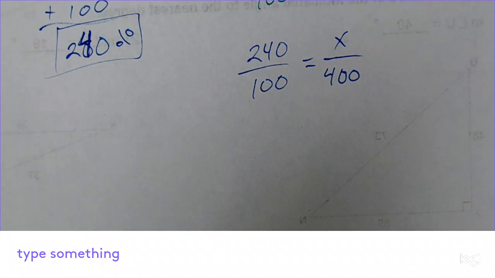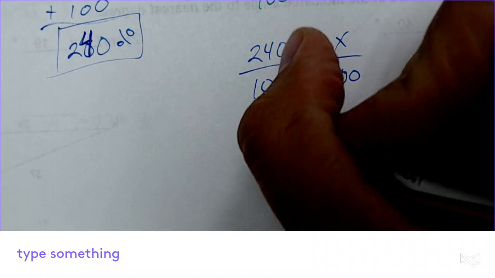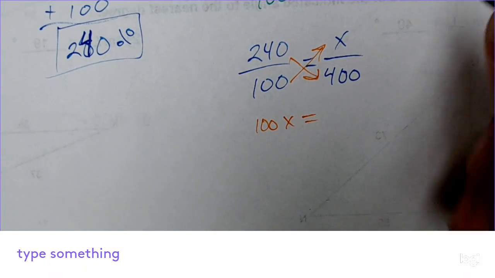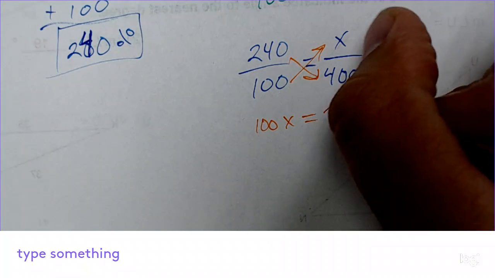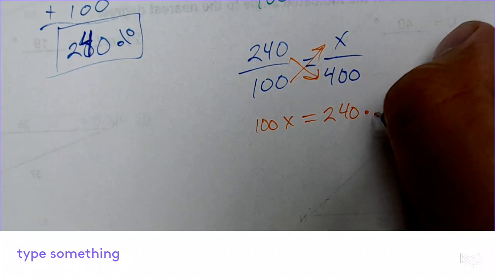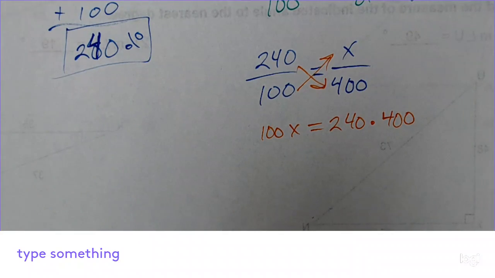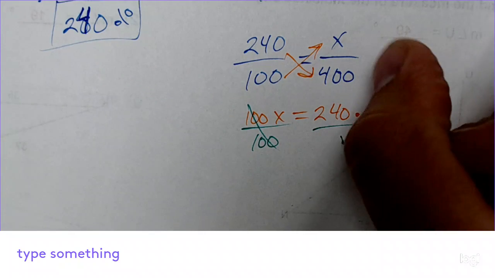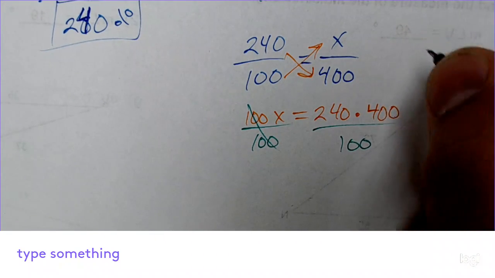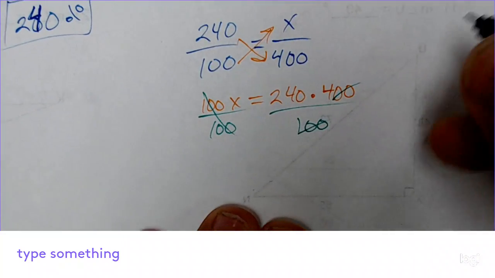Again, we solve proportions using cross multiplication. Multiply diagonally, 100 times x is 100x. Put our equal sign, 240 times 400. Well, I'm not going to do that just yet, because I can write 240 times 400, and then go to my division step and make this a lot easier. So if I divide each side by 100, I can see 400 divided by 100 is just going to be 4.